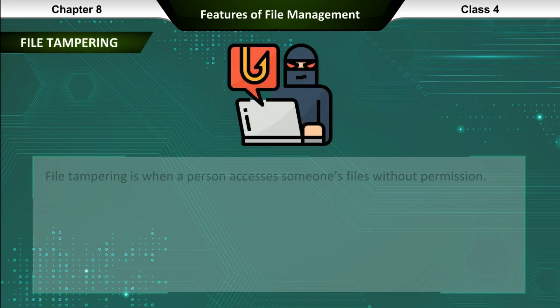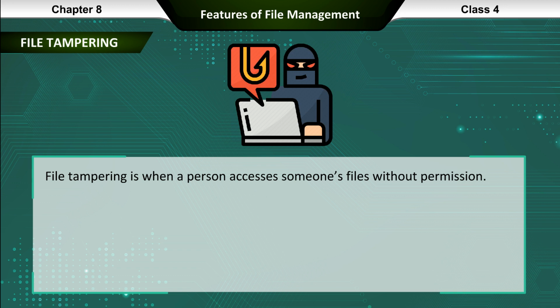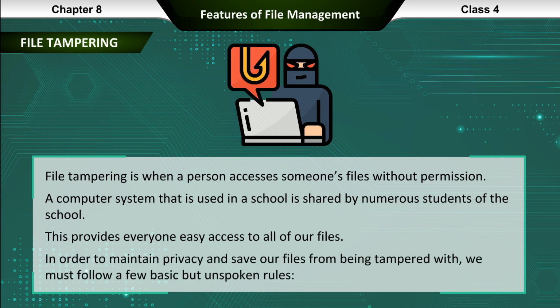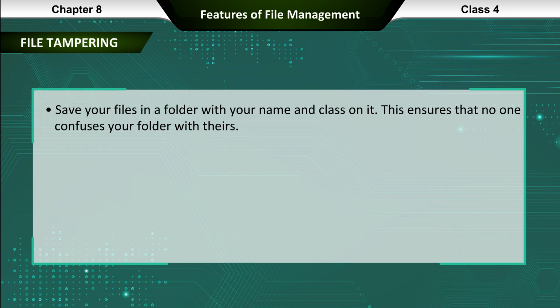File tampering. File tampering is when a person accesses someone's files without permission. A computer system that is used in a school is shared by numerous students of the school. This provides everyone easy access to all of our files. In order to maintain privacy and save our files from being tampered with, we must follow a few basic but unspoken rules. Save your files in a folder with your name and class on it.